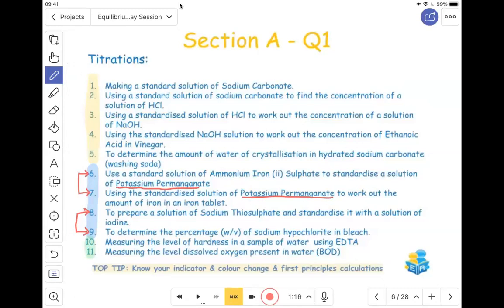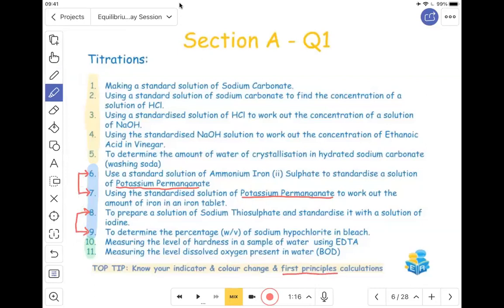Now, top tip for your titrations, you most certainly should know your indicator, and you should also know your color change, and calculations should be undertaken using first principles only. So you shouldn't be using the formula at higher level. It hasn't worked in previous years. It has worked in one of the years, but it was very complicated to use, and first principles was much easier.